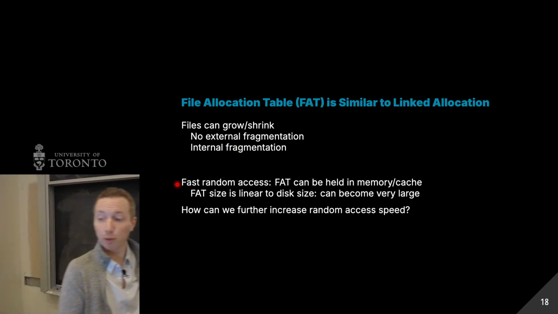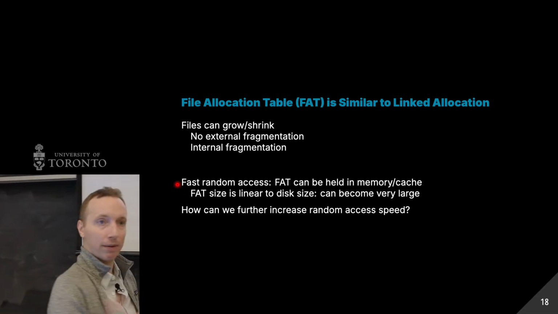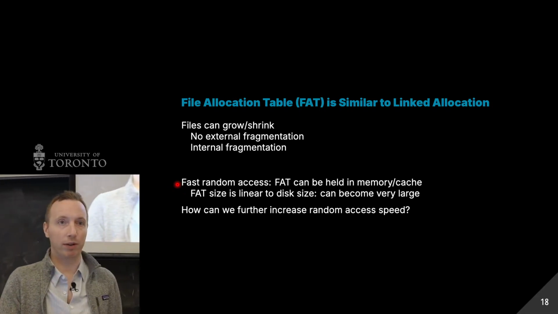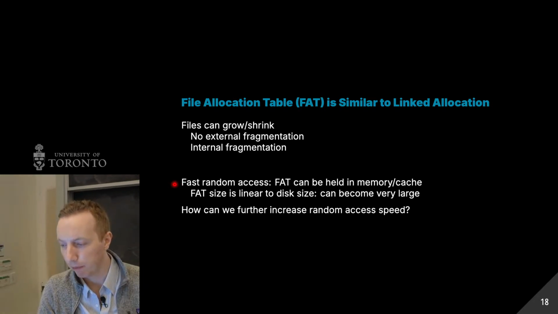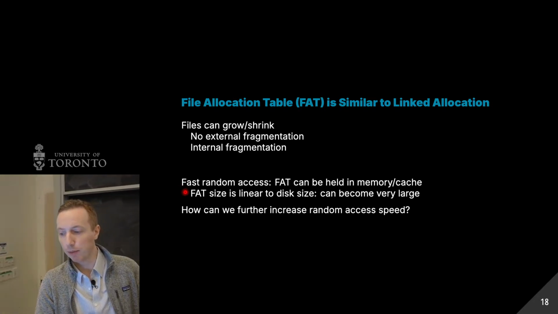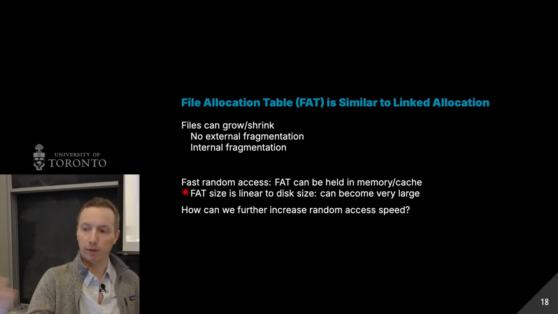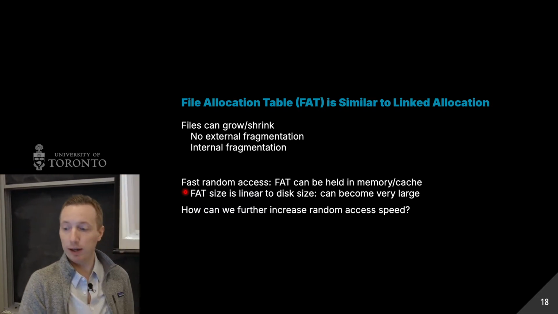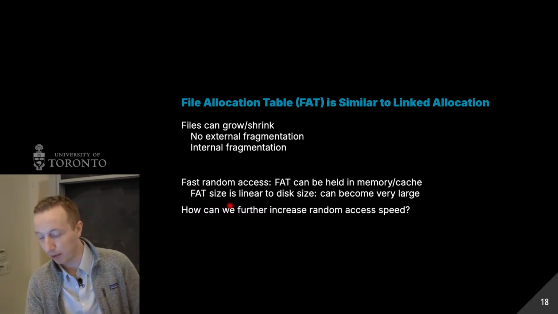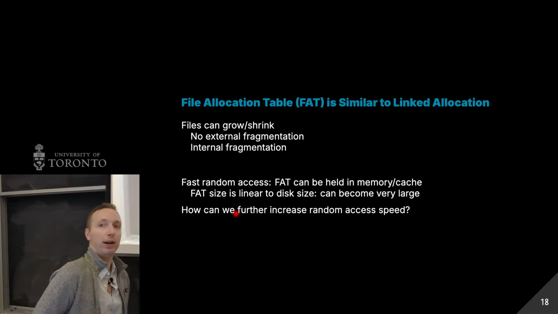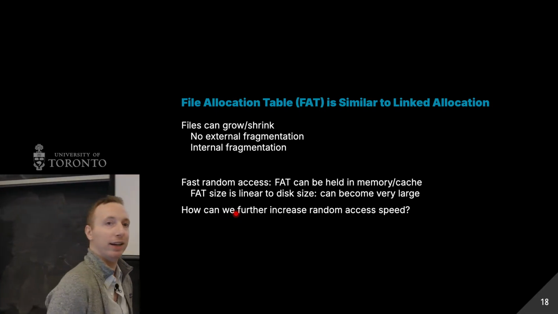It's faster random access, so assuming that file allocation table is just loaded into memory or cache or something like that, it might be pretty fast, but it gets worse and worse as the size of your partition or the size of your disk increases. So if I wanted to increase random access speed for an individual file, how might I do that?